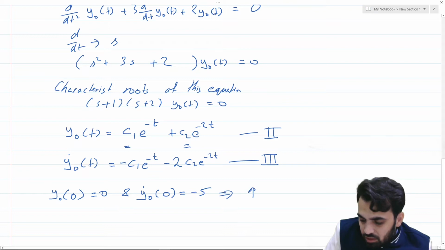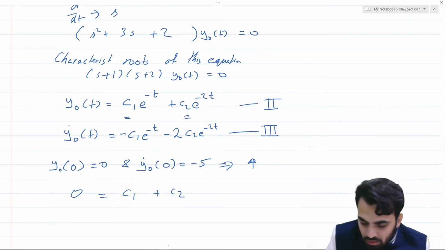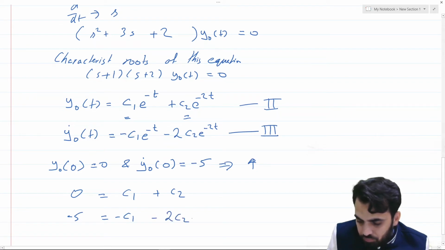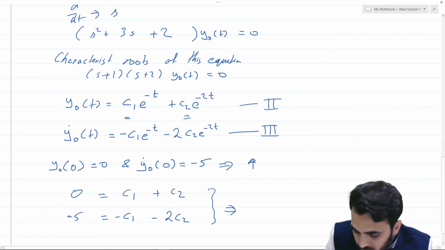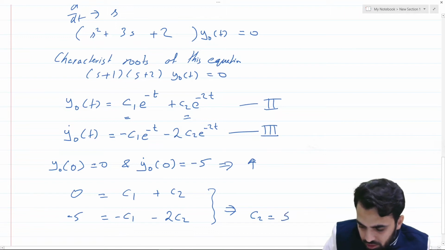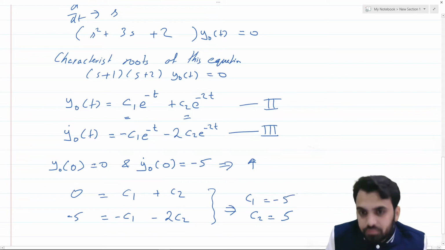So plugging this in the above two expressions, we would have 0, and this would be c1 plus c2, and then we have minus 5 minus c1 minus 2c2, and from here we can find the coefficients. So it's easy to find c2 first. If we just add, c2 would simply be 5, and from here c1 would be minus 5.